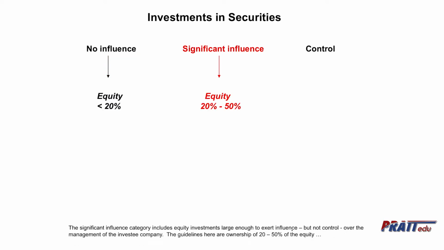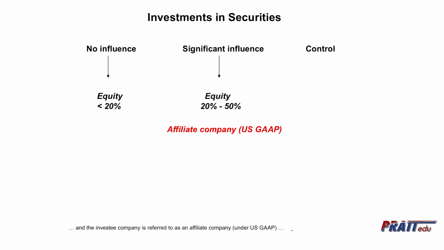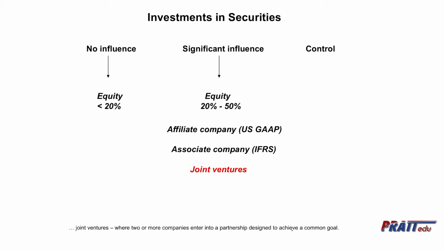The significant influence category includes equity investments large enough to exert influence, but not control, over the management of the investee company. The guidelines here are ownership of 20 to 50% of the equity. And the investee company is referred to as an affiliate company under U.S. GAAP or an associate company under IFRS. Also, it is not unusual for this category to include joint ventures, where two or more companies enter into a partnership designed to achieve a common goal.